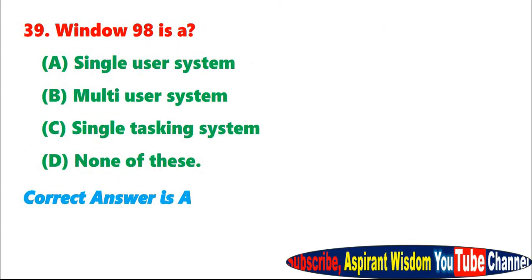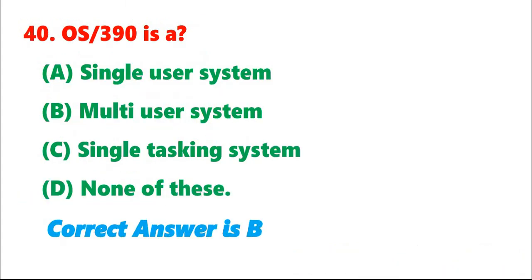39. Windows 98 is A. Single user system. B. Multi-user system. C. Single tasking system. D. None of these. Correct answer is A. 40. OS/390 is A. Single user system. B. Multi-user system. C. Single tasking system. D. None of these. Correct answer is B.